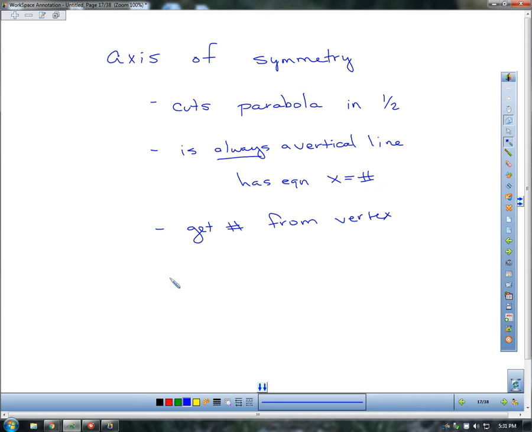The axis of symmetry cuts the parabola in half. It is always a vertical line, and so if it's a vertical line, it has the equation x equals a number, and we get the number from the vertex. So I'm going to draw you an example real quick. It's going to be a little bit sloppy, but that's okay. Let's say I have a vertex at 2, 0. Okay, so your axis of symmetry would be at x equals 2. And I usually draw it as a dashed line right there. Cuts the parabola in half.